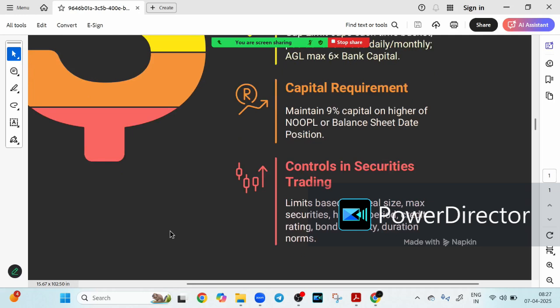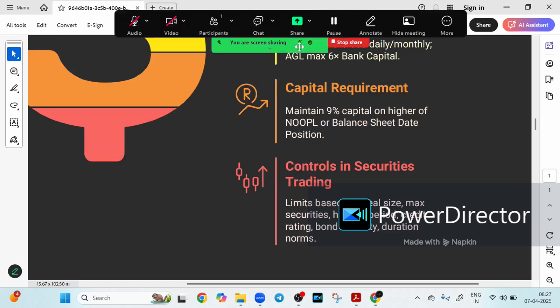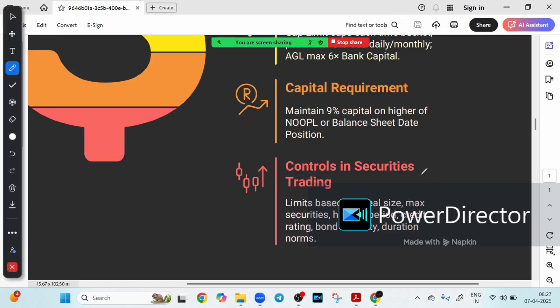So it does not end with Forex. Even security trading is tightly controlled. Banks follow strict limits based on deal size, maximum security, number of securities, holding period, credit rating, bond maturity, and everything else. These checks keep speculative risk under control and ensure portfolio stability.